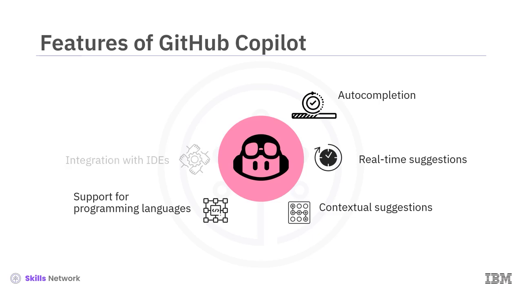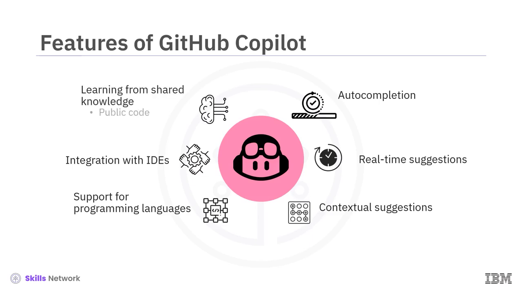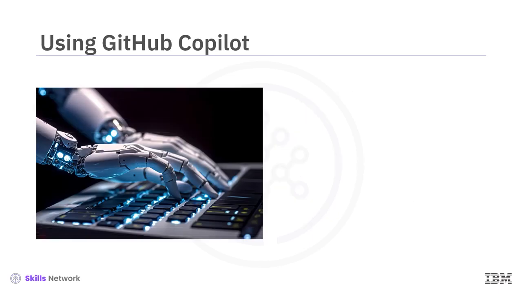GitHub Copilot integrates with various popular code editors and integrated development environments, or IDEs, such as PyCharm. This makes it easy for you to access it from various development environments. GitHub Copilot keeps learning from the shared knowledge in public code, documents, and educational resources. It uses this knowledge to make better suggestions over time. How would you use GitHub Copilot in your work?